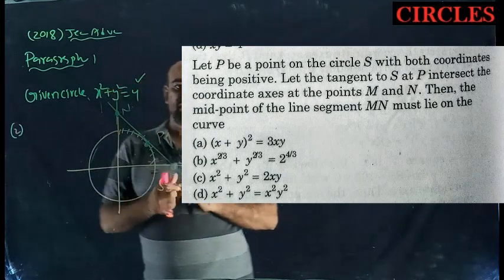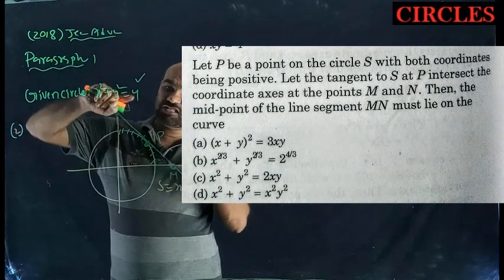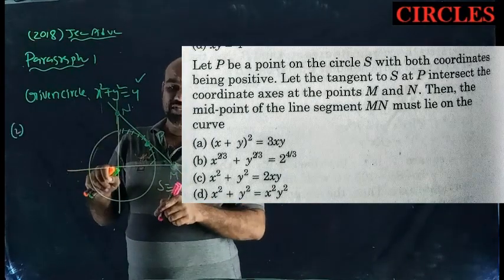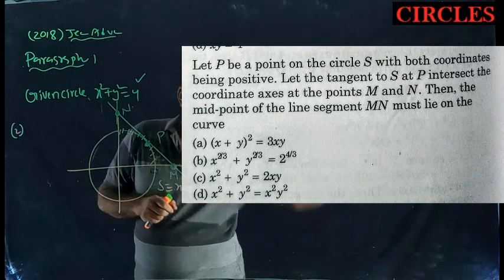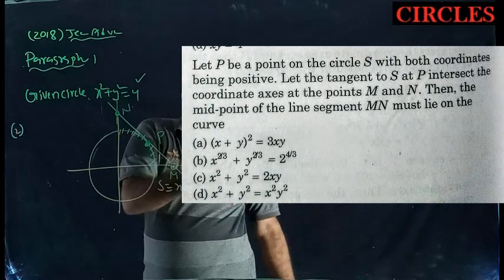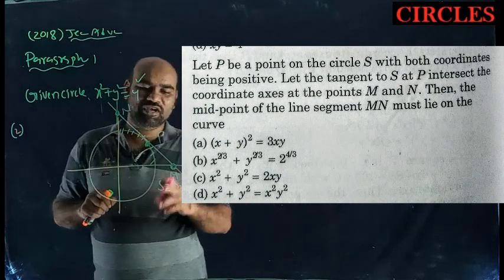Now we want to find the midpoint of this line segment. Let K be the midpoint of MN. The question asks on which of the following curves the midpoint lies. Four curves are given, and we want to check on which curve the midpoint lies. First of all, we need to find the midpoint of MN.